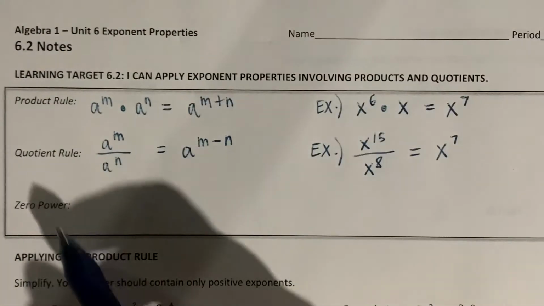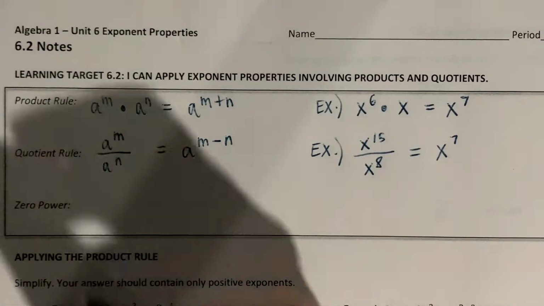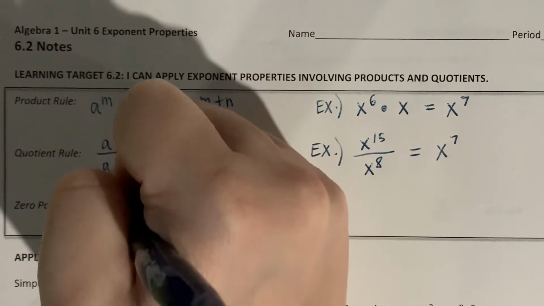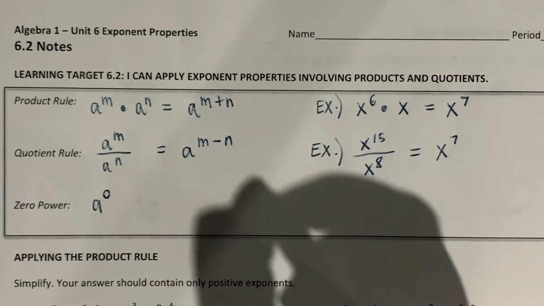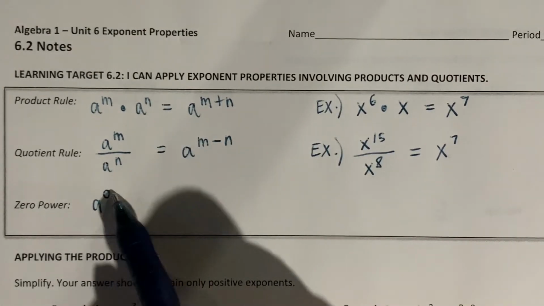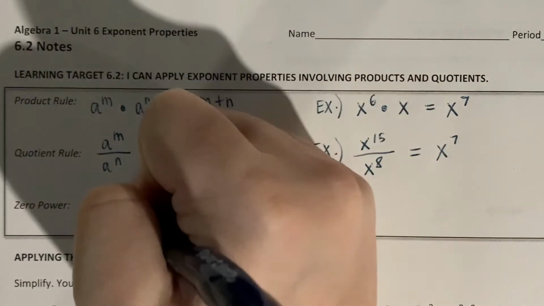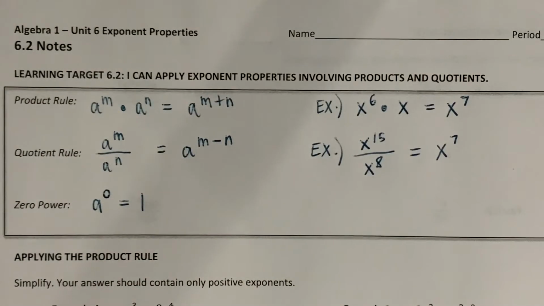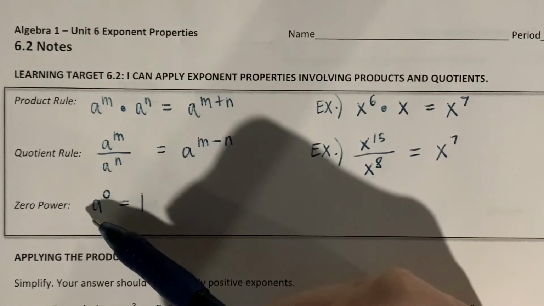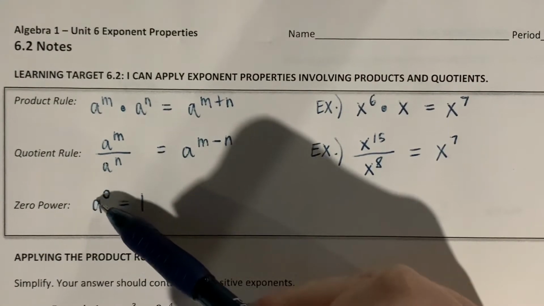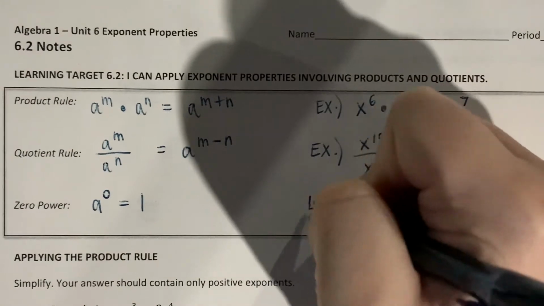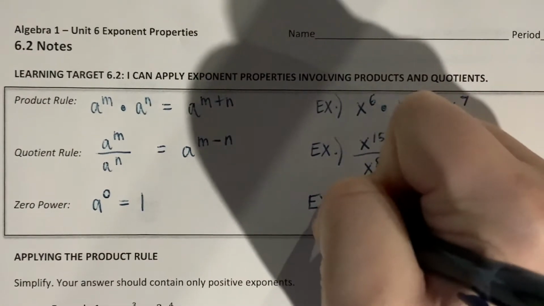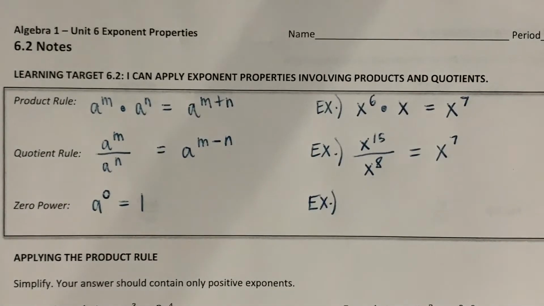The last rule here is called the 0 power rule, and this is when you have a base raised to the 0 power. And this is an interesting rule because anything raised to the 0 power equals 1, no matter what. Doesn't matter what your base is, if it's raised to the 0 power, it's going to equal 1.